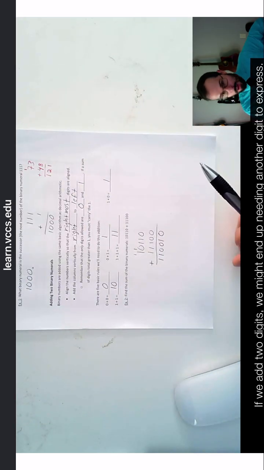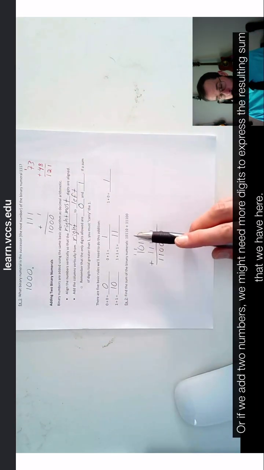So in the column that we had, we're going to put a 1, but we still have another 1, so that one's going to have to go further to the left. Again, it's much like what we saw in that example up there. If we add 2 numbers, we might need more digits to express the resulting sum that we have here.